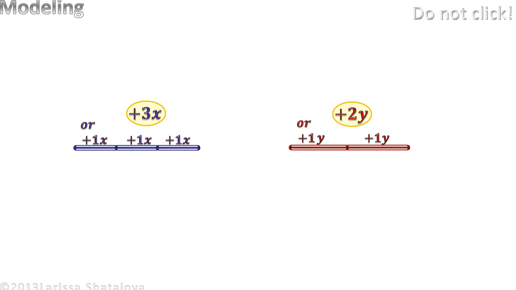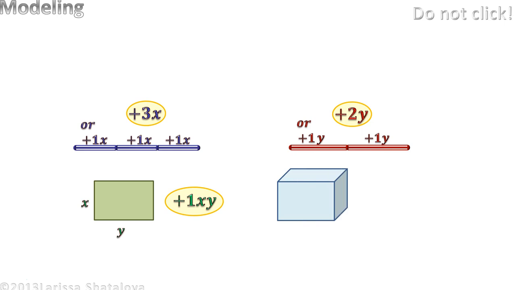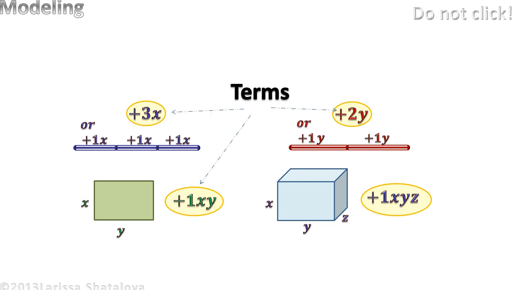Now if we have a rectangle, with length and width unknown, we can mark width as x and length as y. So the area will be positive 1xy. Or a cube, with length, width and height x, y, z. Then the volume would be positive xyz. And all of those algebraic descriptions of these objects, we would call terms.